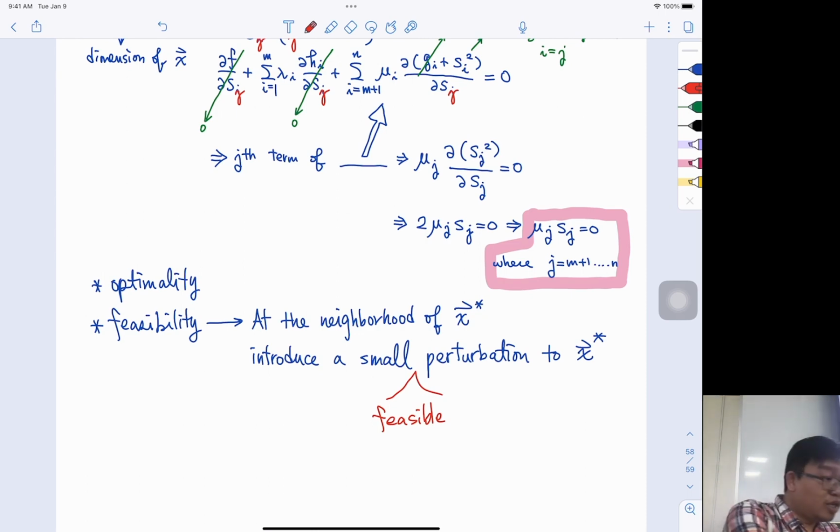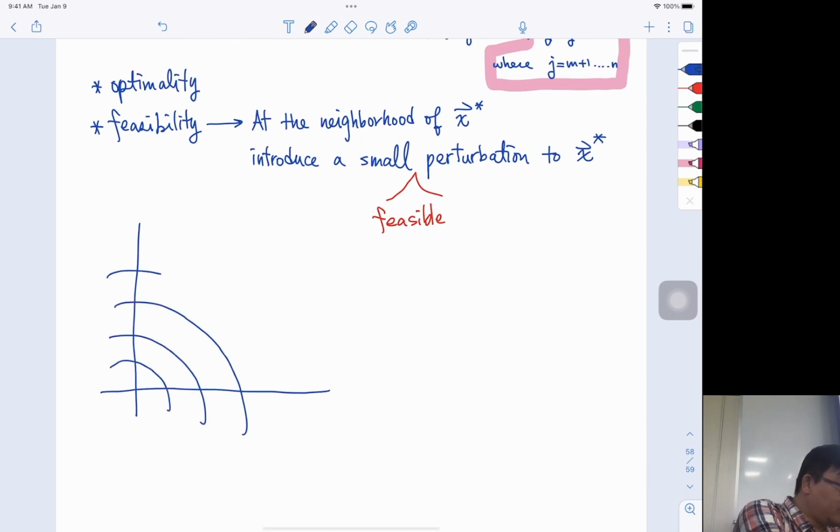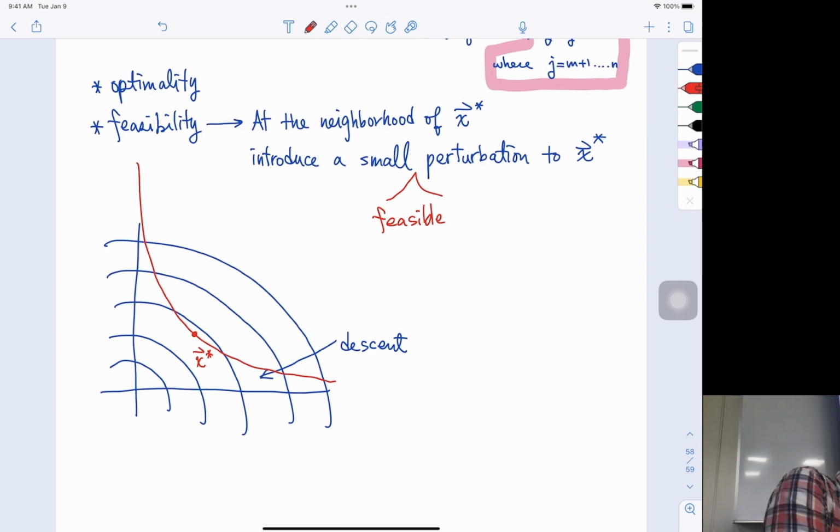It's like if I have a graph, the earlier example, for example, this is my descent direction, and this is my constraint, and supposedly my solution is right here. So I'm having a small perturbation. Basically I move this point to somewhere just by a little, and let's call this movement D. A small perturbation.